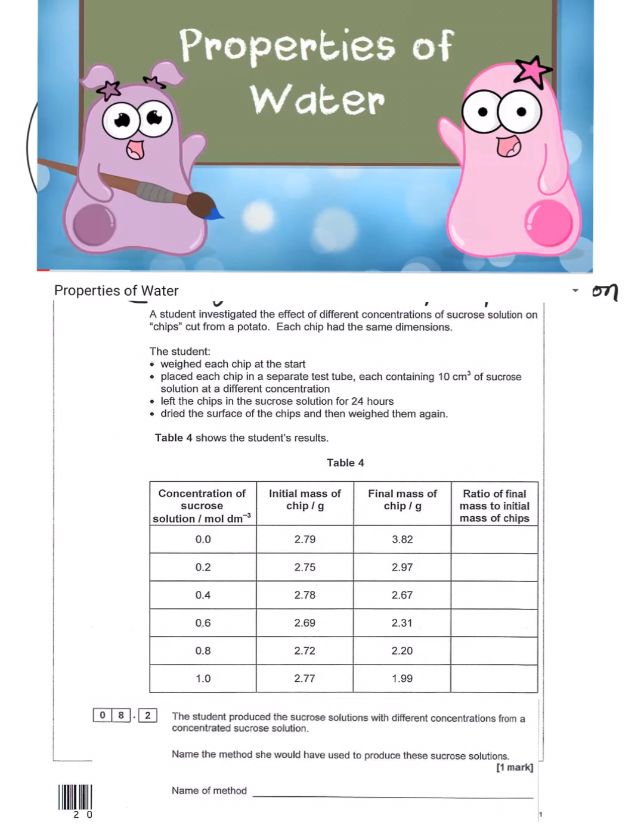But we're just asked to name the method she would have used to produce these sucrose solutions, and we call this type of dilution a dilution series, starting off with a particular concentration and diluting it down to give us a series of concentrations.